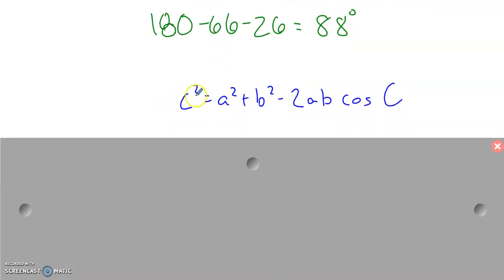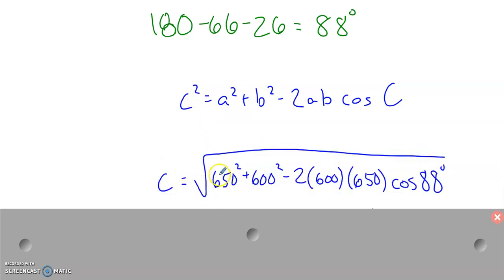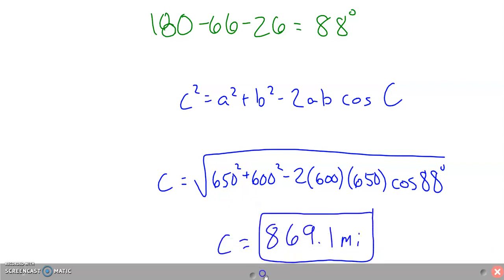So I plug in the numbers. I also take the square root to solve for C, and I plug in the values for side lengths A and B. So it's the square root of, and I can type that all into my calculator at once. I'm going to round to 1 decimal place, and I get 869.1 miles.